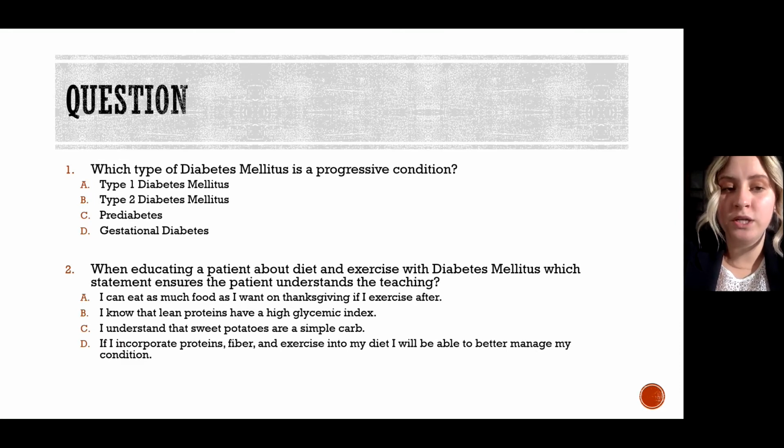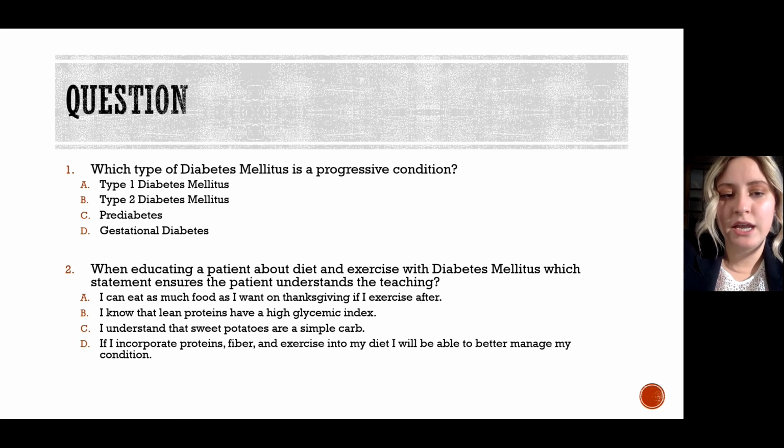So for number 1, which type of diabetes mellitus is a progressive condition? Type 1, type 2, prediabetes or gestational diabetes? Do you know the answer? Well, I got B. Type 2 diabetes mellitus is a progressive condition. It is not autoimmune or genetic like type 1. And gestational diabetes, that is when you are pregnant and you have diabetes. So it's not those. And it's not prediabetes. So when you narrow it down, you get B.